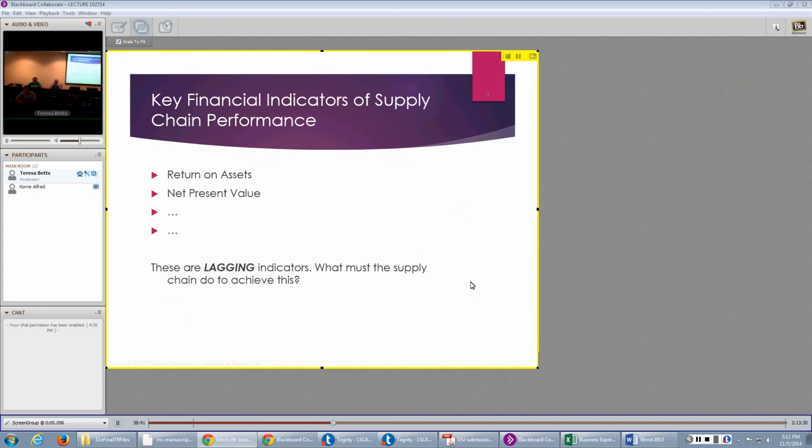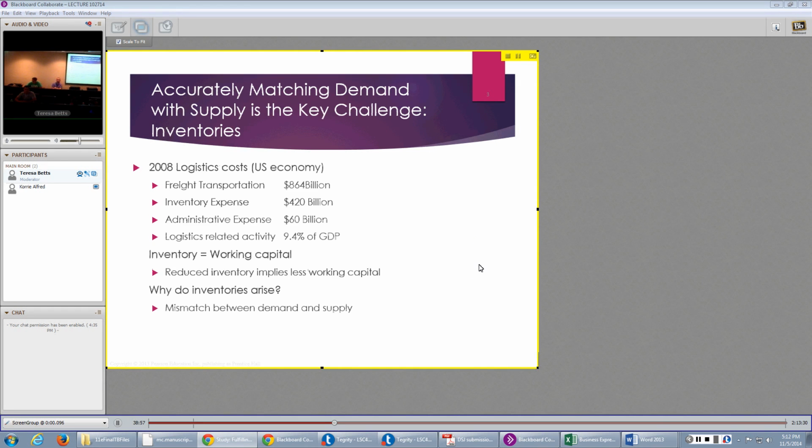Well, they actually use more terminology of what we're familiar with in this text. But key financial indicators of supply chain performance are things like return on asset and net present value. The problem with that is that those are lagging indicators. So what we have to figure out is, in order to achieve a good return on asset and a good net present value, what does the supply chain have to do? Accurately matching demand with supply is the key challenge.